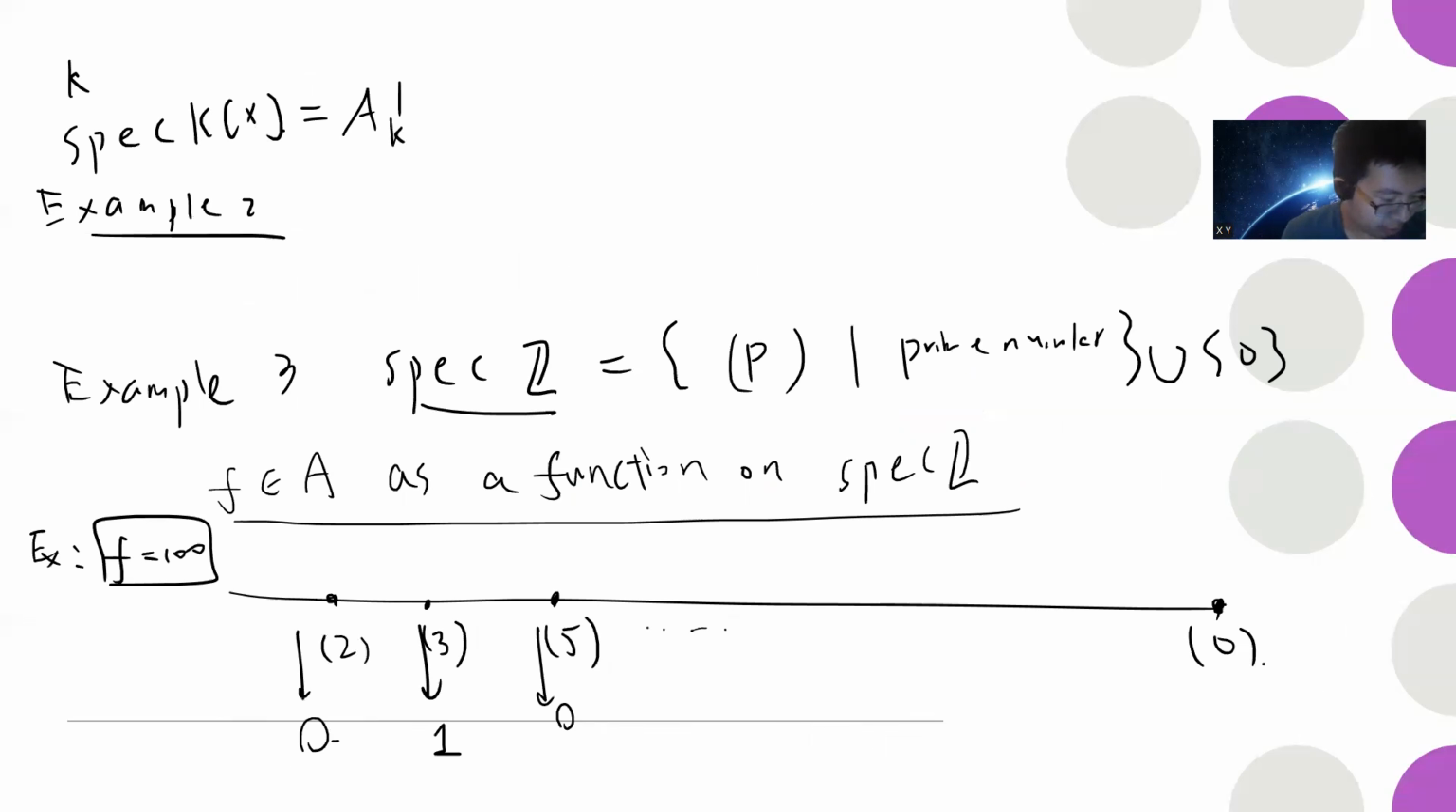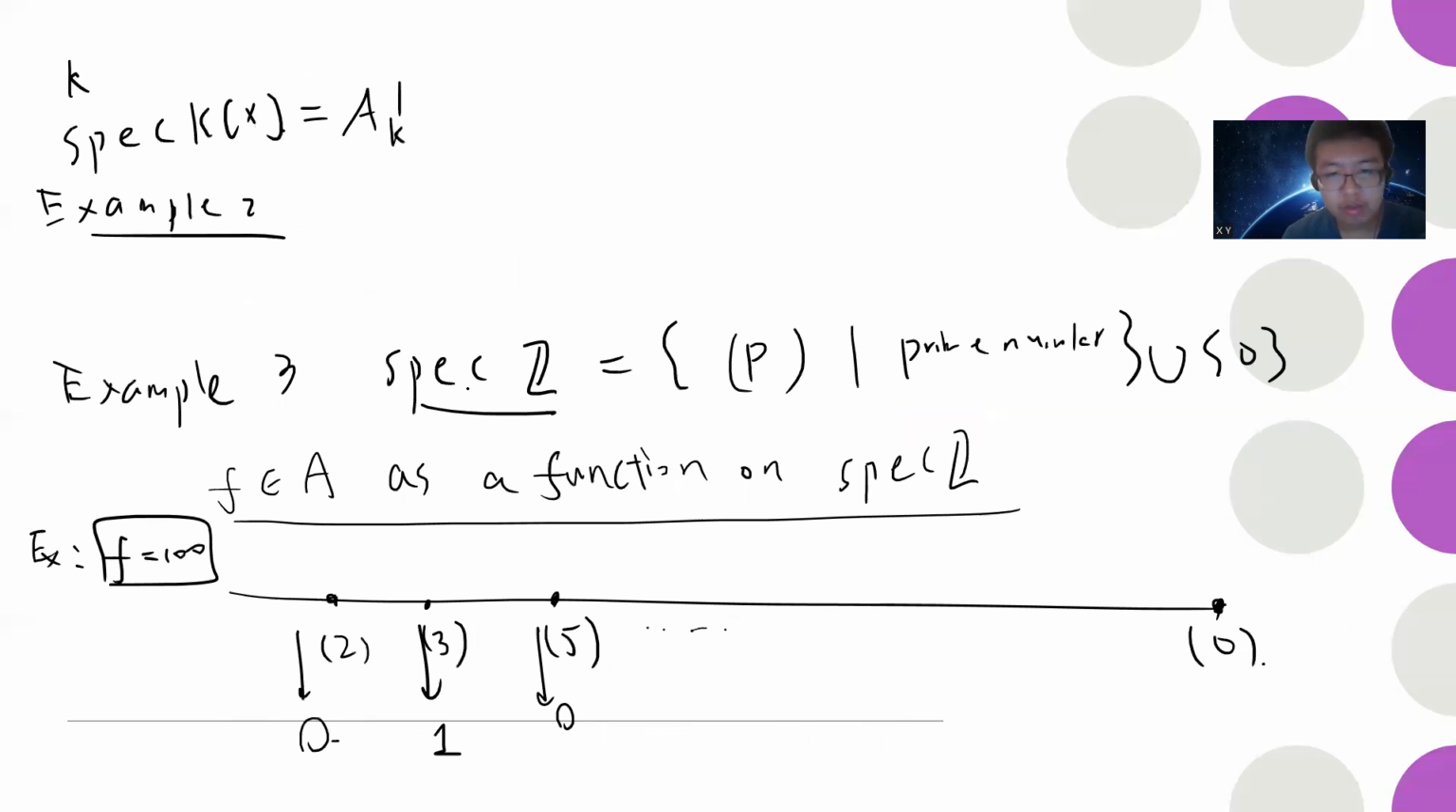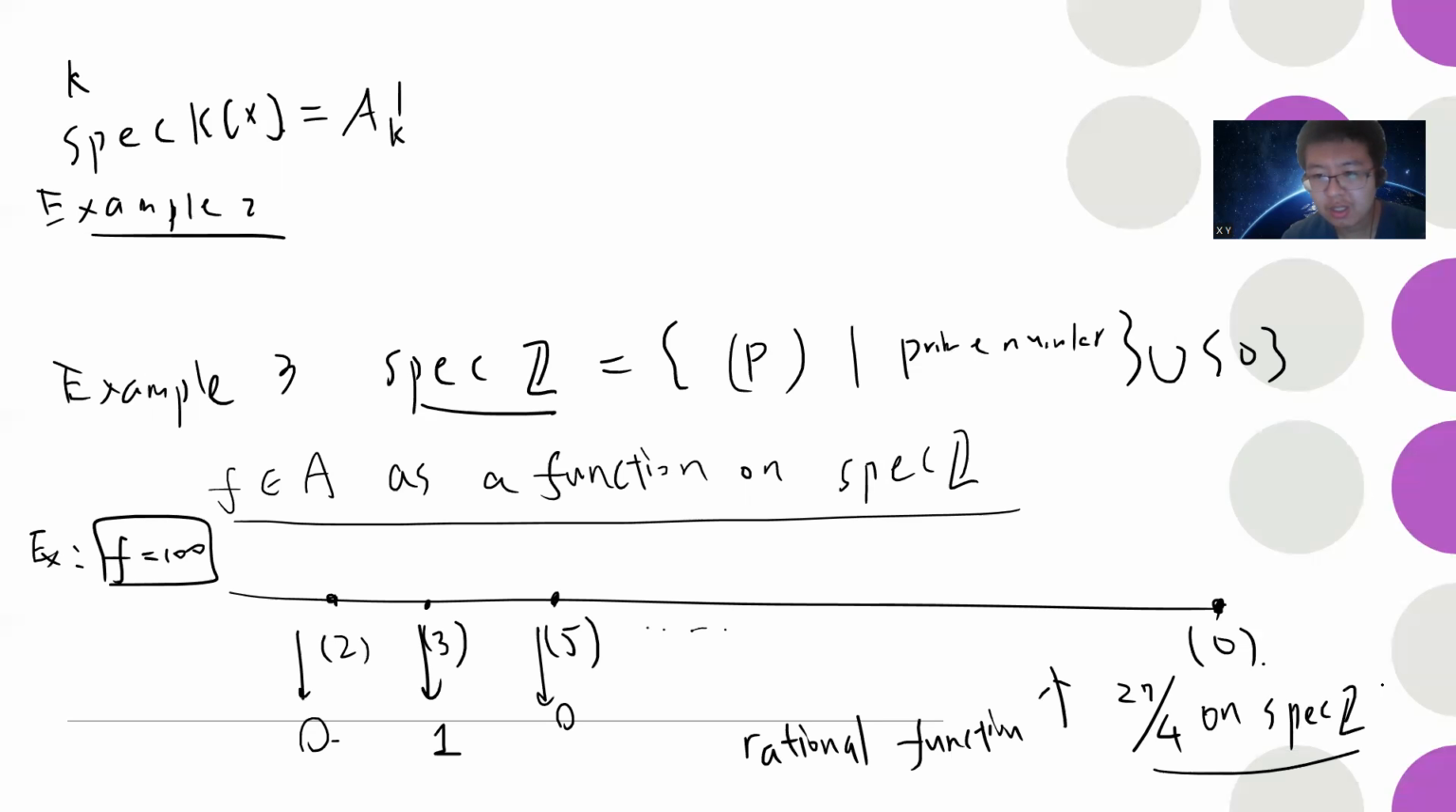The general definition we will talk about in the future, but basically the idea is very simple, as in these two examples. You can do this, and also you can define a so-called rational function. For example, in Spec Z, you can take 27 divided by 4, this kind of thing, as a rational function of Spec Z. I will make this definition in the future.